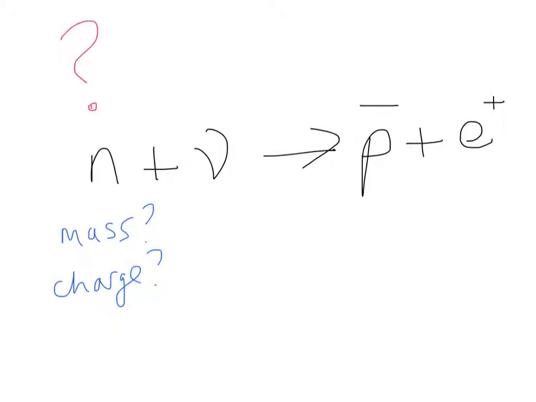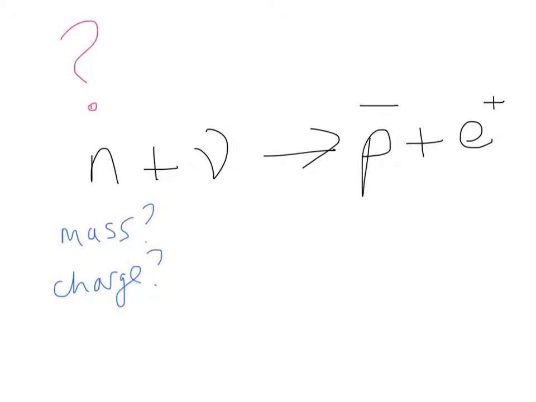So some particle interactions are observed and some particle interactions are not observed. And what physicists do is they make up rules that fit with observed interactions and that are broken with non-observed interactions. For example, what we have here is a neutron plus a neutrino going to an antiproton plus a positron.